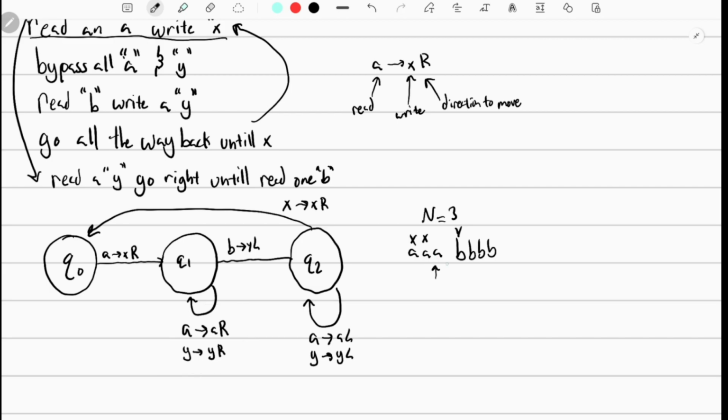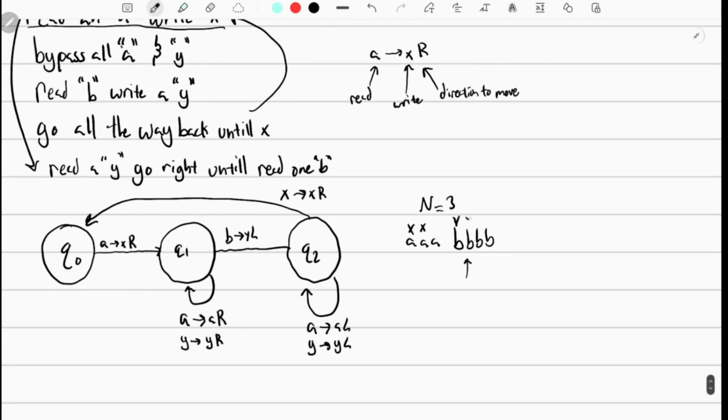So this A is going to bypass it. Remember, there's a Y over this B. It's going to bypass it until we hit a B. So now we're right here. Once we hit a B, we're going to write a Y and then move our head to the left. So now we're right here. Now we're at this state right here. This state wants us to go all the way back.